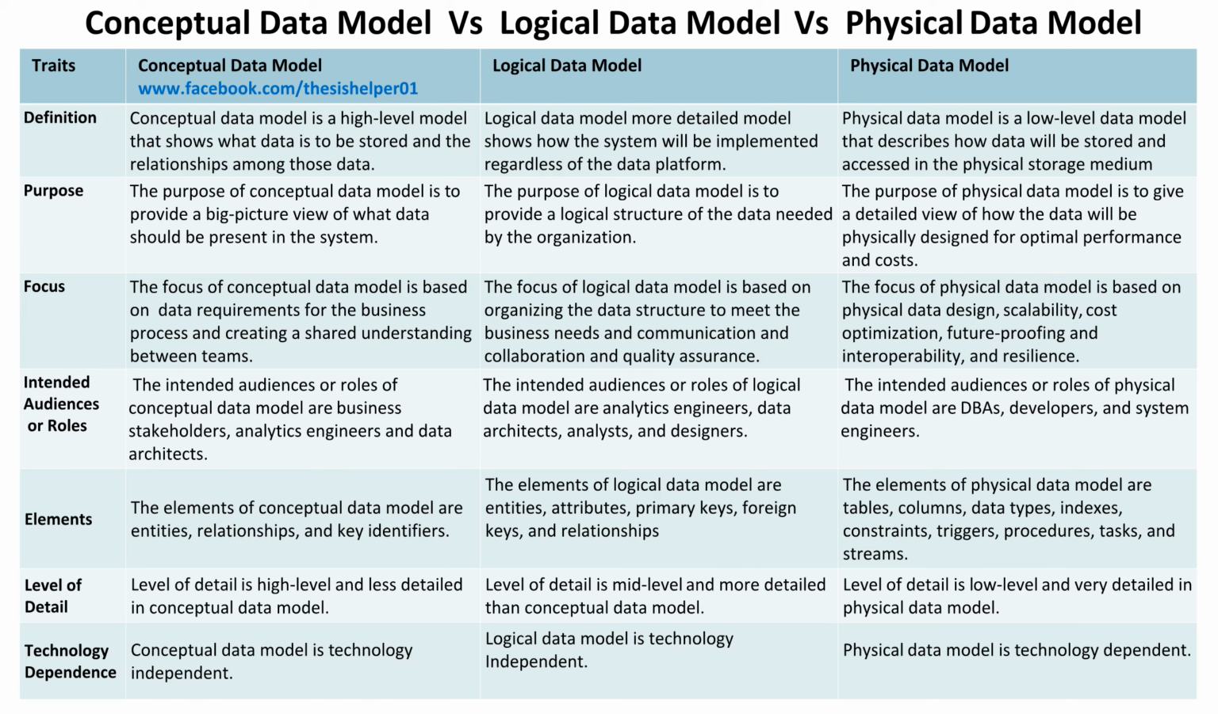Level of detail is high level and less detailed in conceptual data model. Whereas, level of detail is mid-level and more detailed than conceptual data model in logical data model. Whereas, level of detail is low-level and very detailed in physical data model.